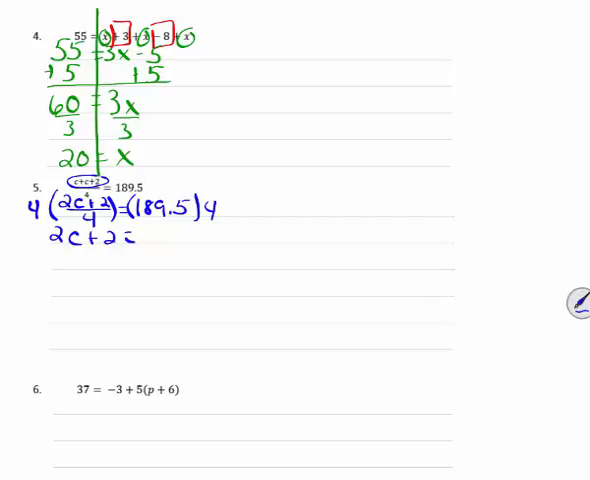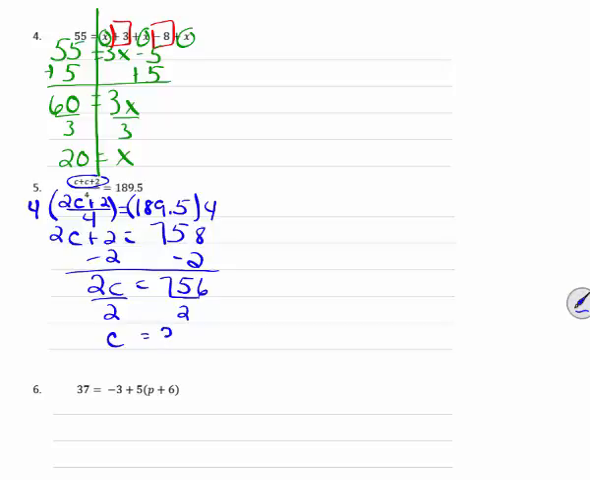And if I do 189.5 times 4, that gives me 758. That's a pretty big number. That's okay. Now I can subtract and do my constant. So 2c equals 756. Divide by 2. So 756 divided by 2 is going to give me 378.